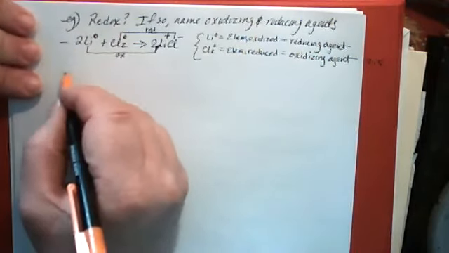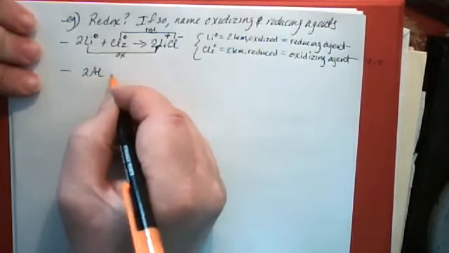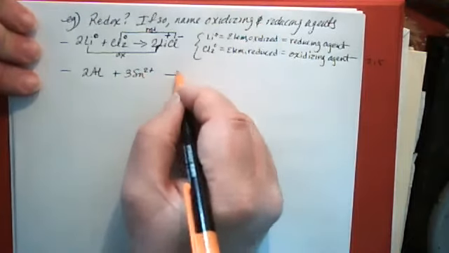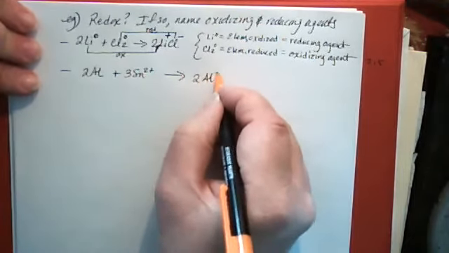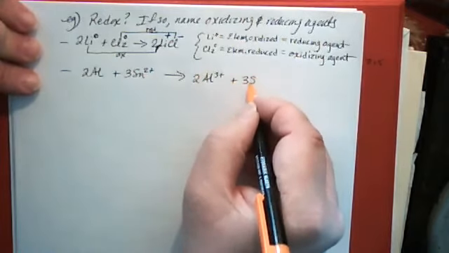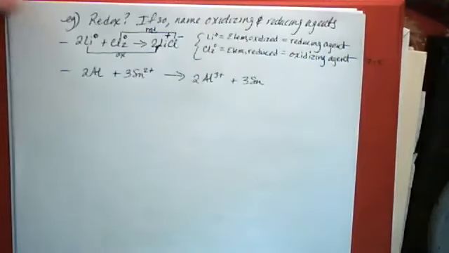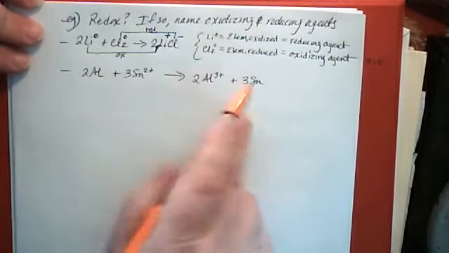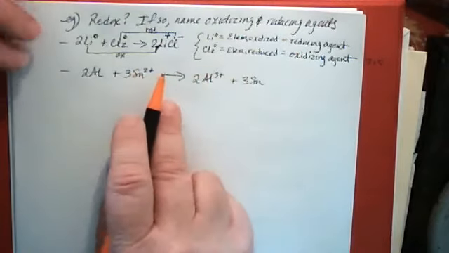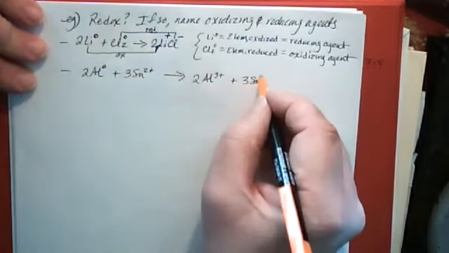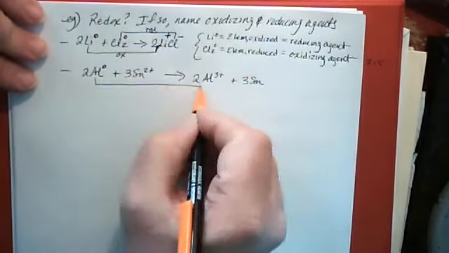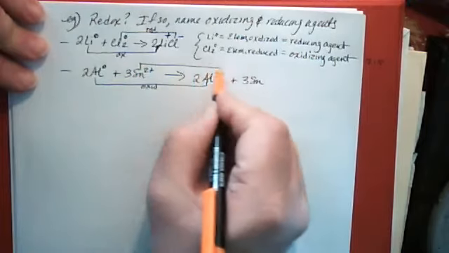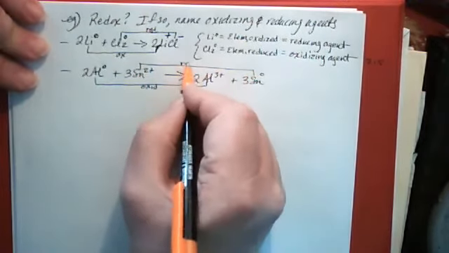Another one could be aluminum plus tin ions will result in aluminum ions and tin. Well, again, we've got free elements here, aluminum and tin on opposite sides, but anything with free elements is definitely redox. So aluminum starts out at 0, ends up at +3. That's an oxidation. Tin starts out at +2, ends up at 0. That's a reduction.